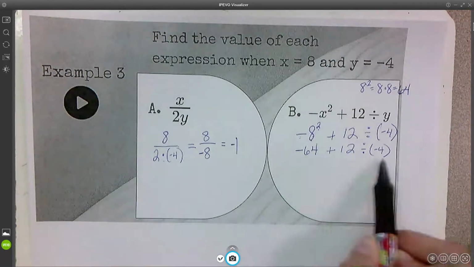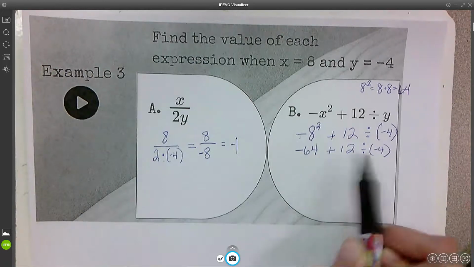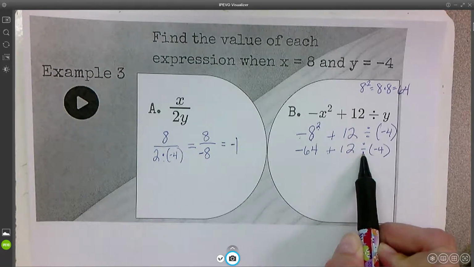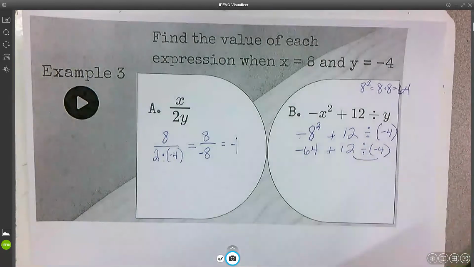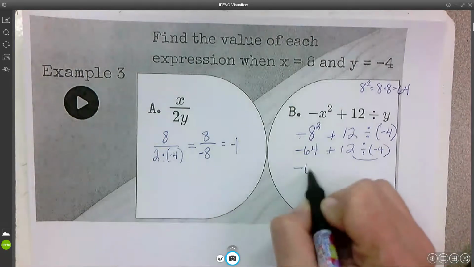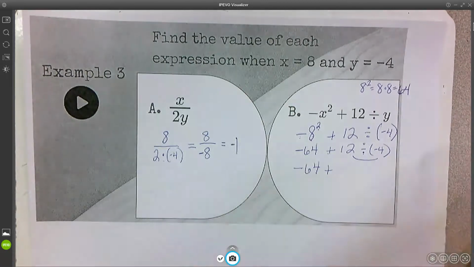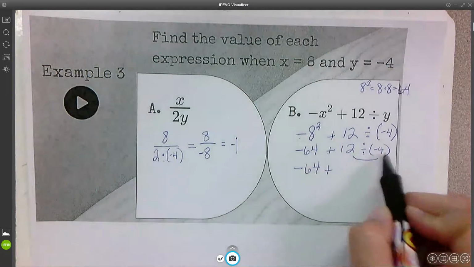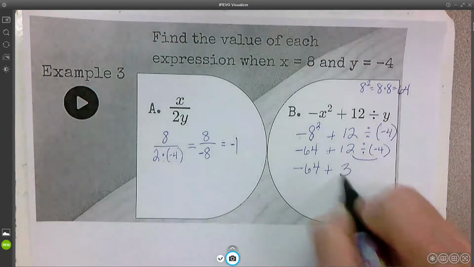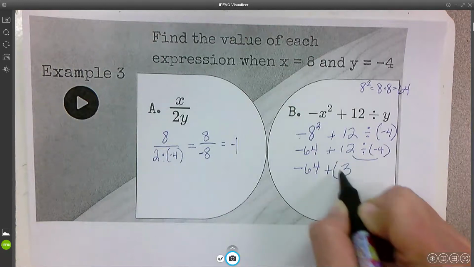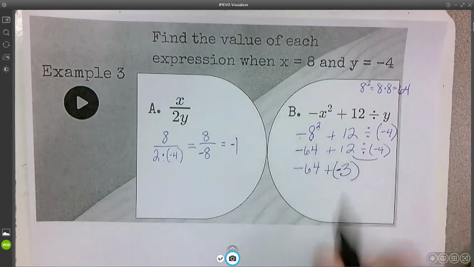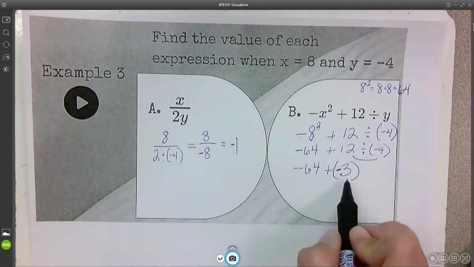So now we're down to this part of the expression, and we have addition and a division problem. Because of order of operations, we do division first, even though it does not come first in the problem. So the -64 plus nothing changes there. 12 divided by 4 is 3, and then positive divided by a negative is a -3. So now I have -64 plus a -3.